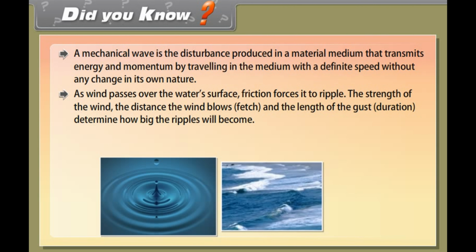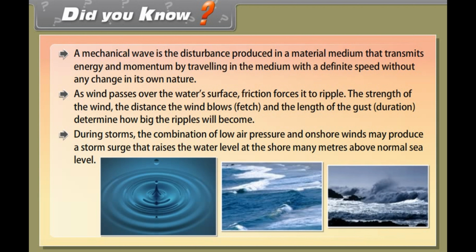As wind passes over the water's surface, friction force leads to ripples. The strength of the wind, the distance the wind blows, that is fetch, and the length of the gust, that is duration, determine how big the ripples will become. During storms, the combination of low air pressure and onshore winds may produce a storm surge that raises the water level at the shore many meters above normal sea level.